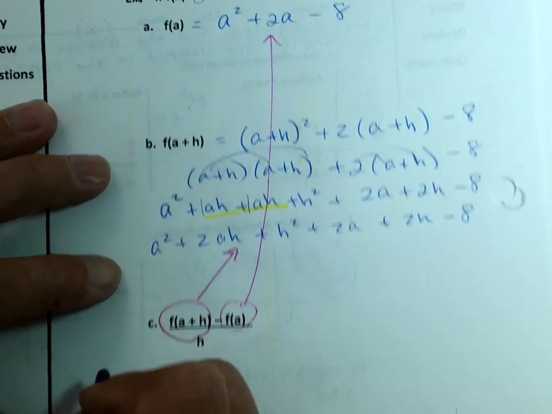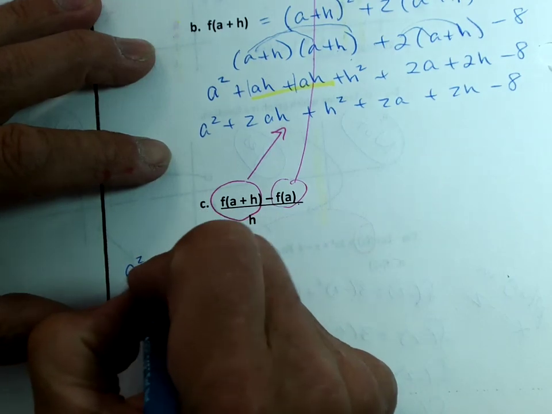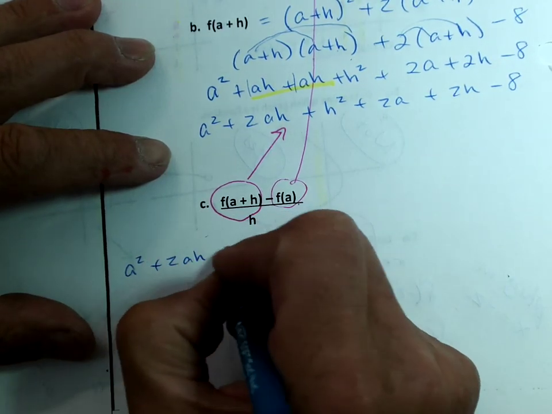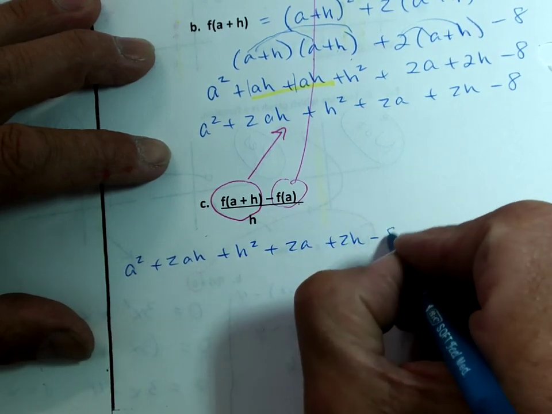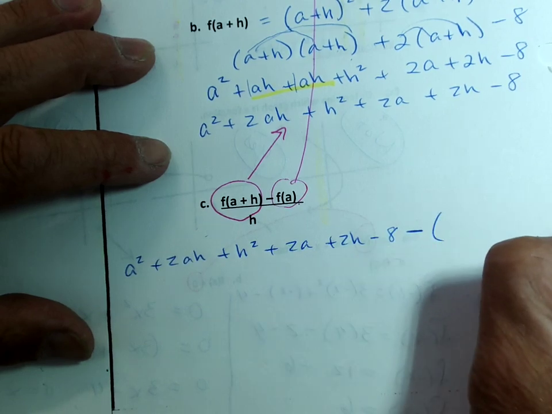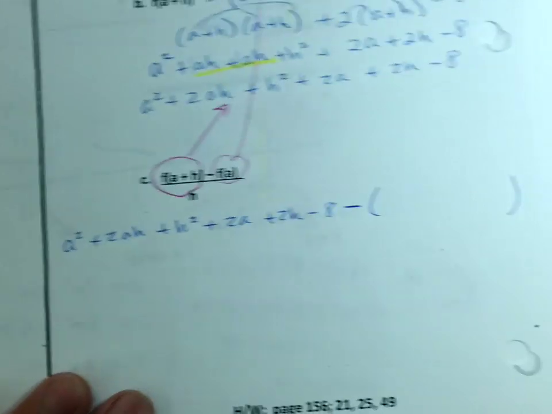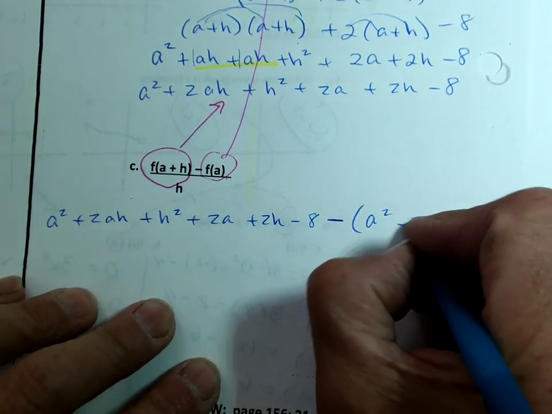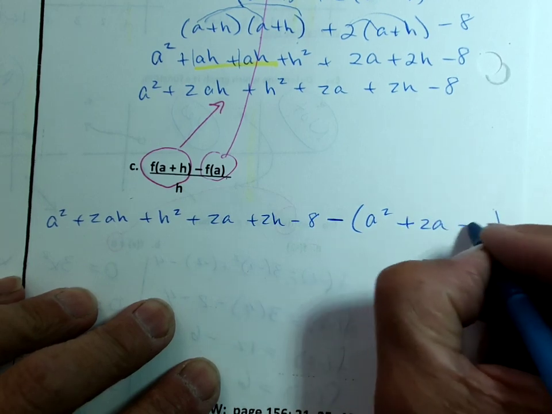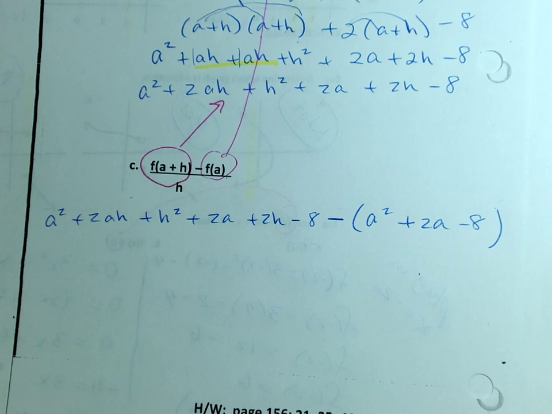So we're going to take our A squared plus 2AH plus H squared plus 2A plus 2H minus 8, subtract. Now I'm going to use parentheses because I need to subtract the whole thing, so I get the whole thing tucked in there, okay? Subtract A squared plus 2A minus 8. So here's what I have. I've got A plus H. So take this one and then subtract the other one, right? Now, divide everything by H.